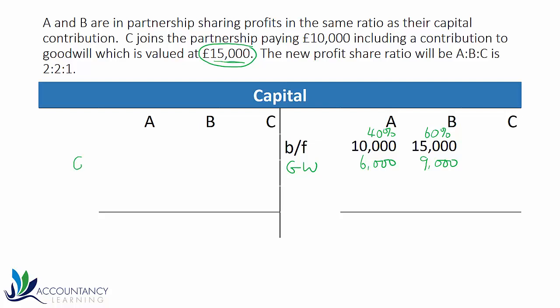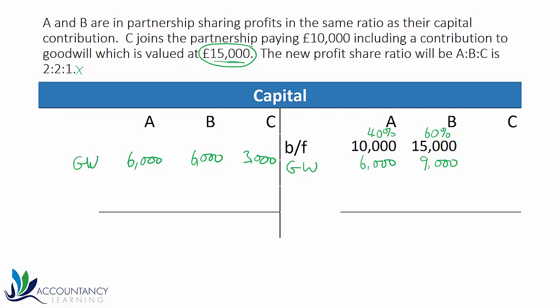So that's the goodwill that we've allocated to the two original partners, and then what we need to do is share it between the partners, but including the new partner as well. It's still going to be a total of 15,000, but now we're going to use the new profit share ratio. So in this case, if we're sharing the 15,000 in the ratio of 2 to 2 to 1, that means we're going to have 6,000 for partner A, 6,000 for partner B, and 3,000 for partner C.